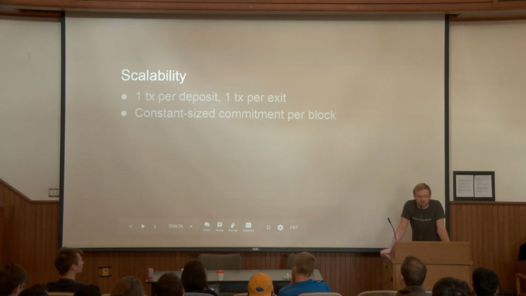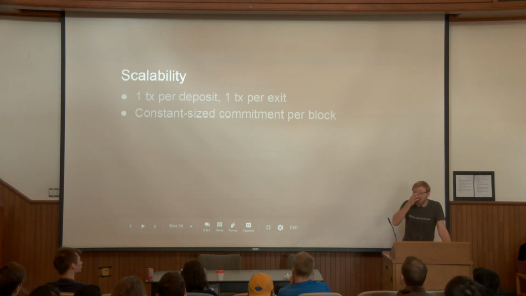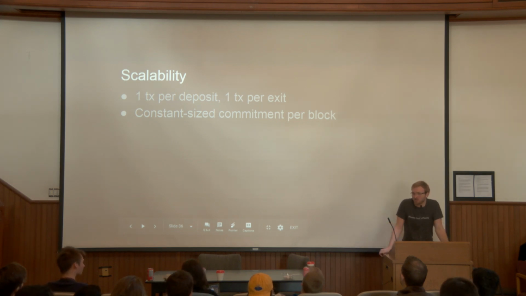Okay, let's talk about the scalability of Plasma. So in Plasma, you have one transaction per deposit, one per exit, similar to channel, similar to a sidechain. You also have a constant size commitment per block. So what this really means is that if you were using only one transaction per block, you're actually not getting a lot of scalability with Plasma because you're just like hashing a transaction and shoving it in, and you're paying a pretty good amount of gas for that.